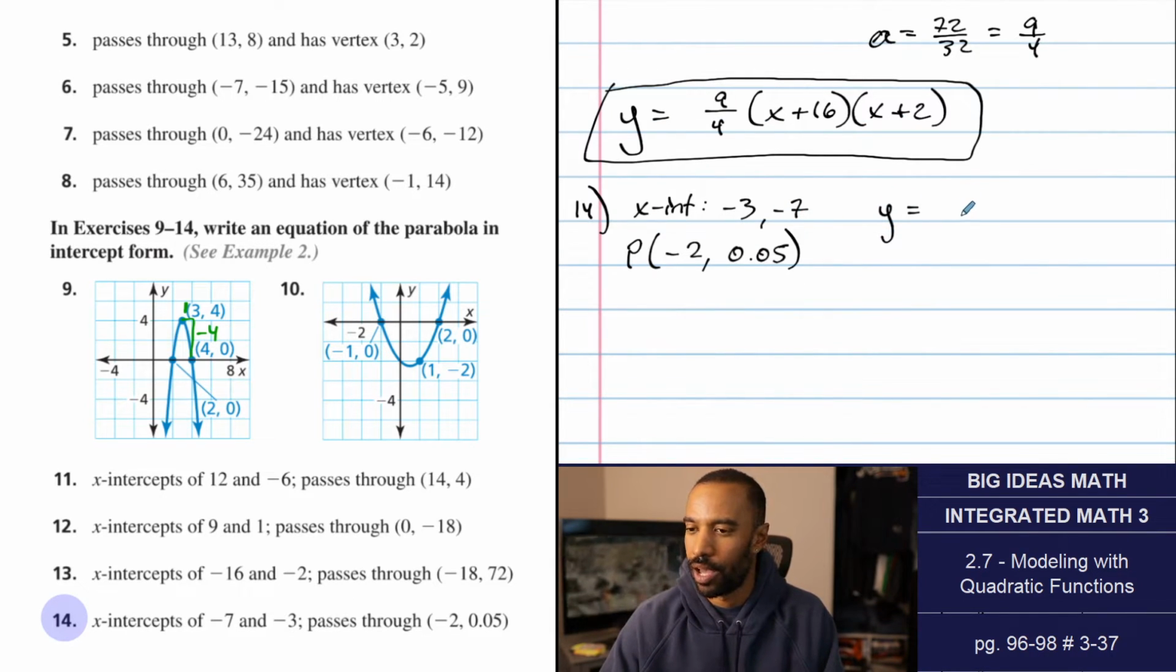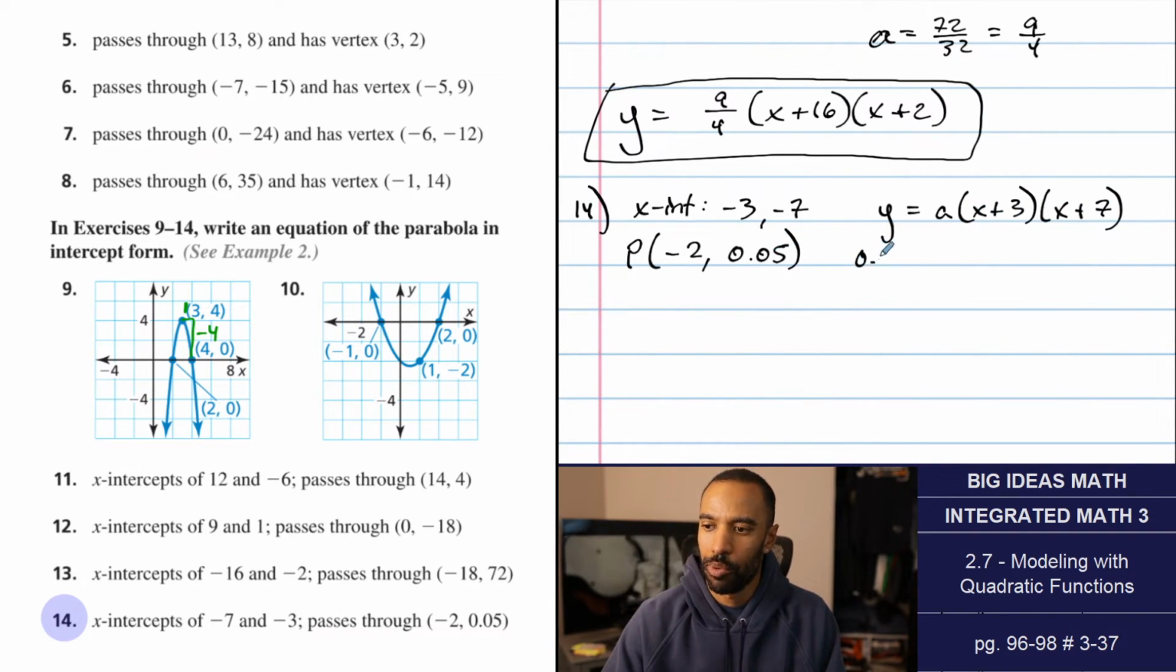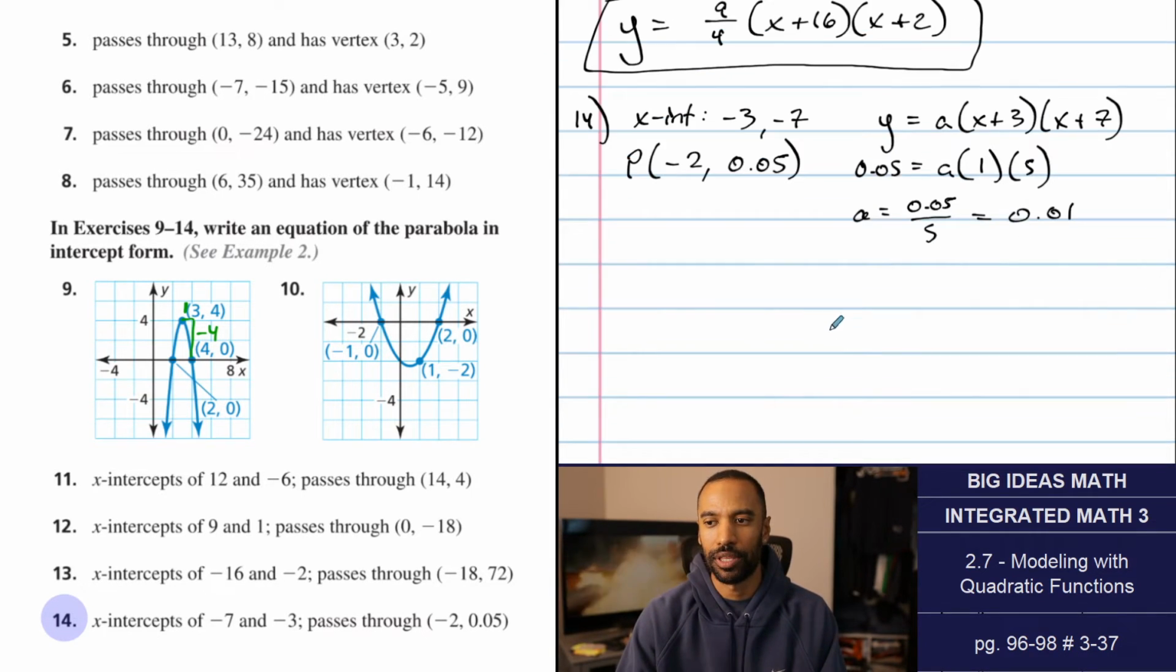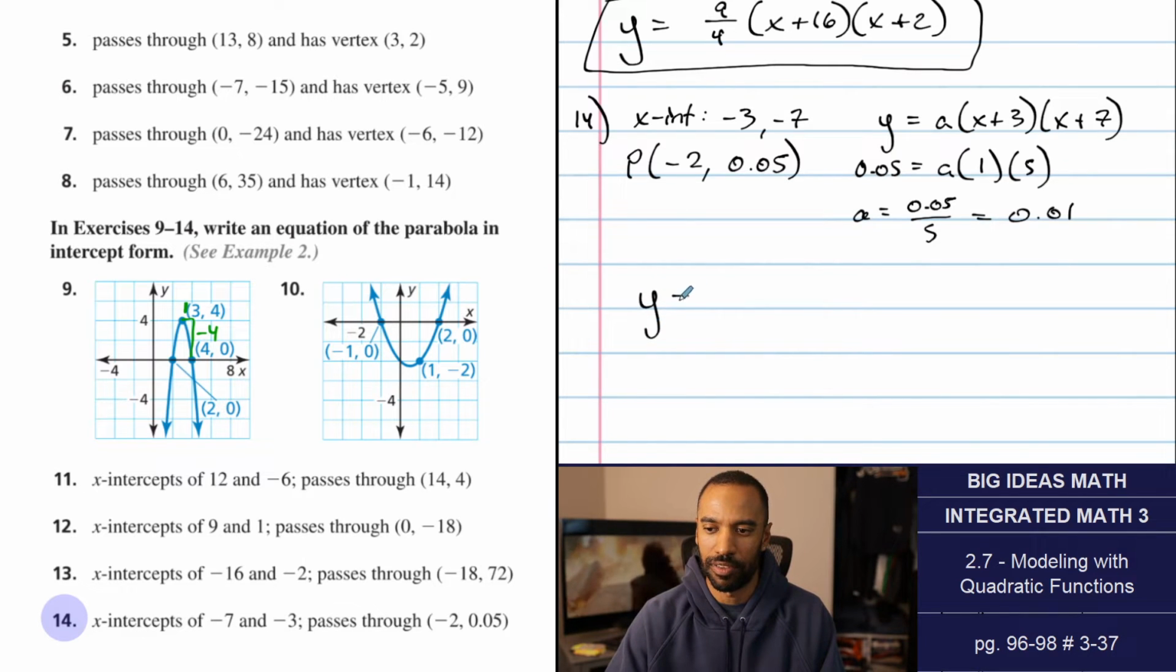Y equals a times x plus 3 times x plus 7. 0.05 goes in for y. Negative 2 plus 3 is 1. Negative 2 plus 7 is 5. So we got to divide this by 5, right? A is 0.05 over 5, which is 0.01, or 1/100th, but because this started as a decimal, I'll leave it as a decimal. So 0.01 times x plus 3 times x plus 7.